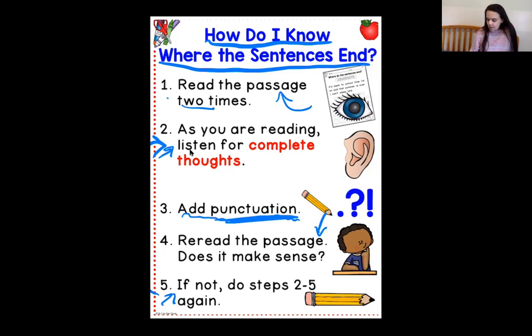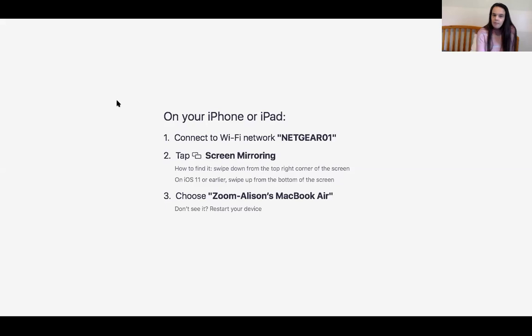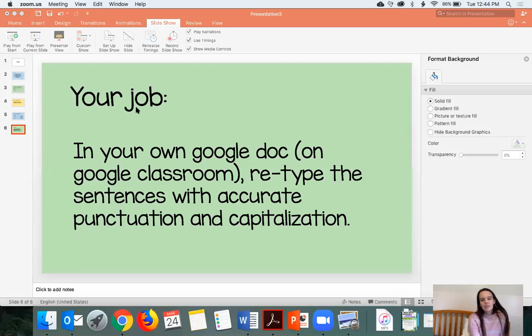Okay, great. So I'm going to turn my iPad off. We're going to go back to sharing my screen. Hi, friends. Here is your job. In your own Google Doc, which is going to be on your Google Classroom, you're going to retype the sentences with accurate punctuation and capitalization. So I'm going to just show you quickly how you're going to get to that, okay?